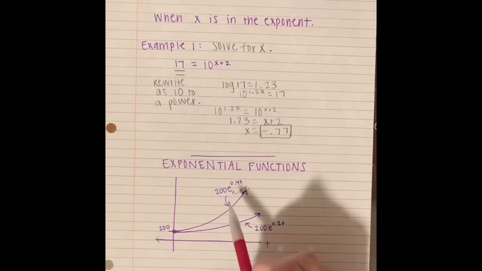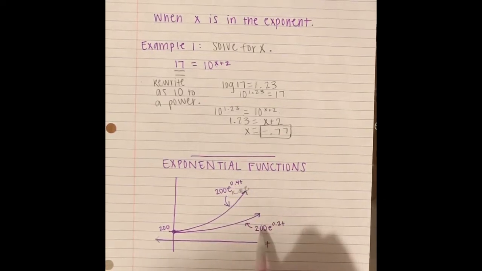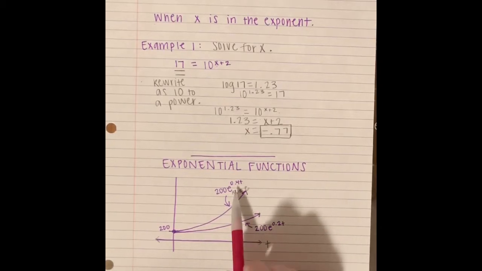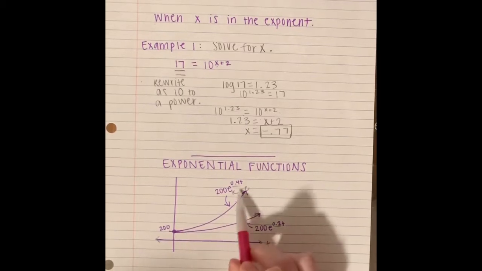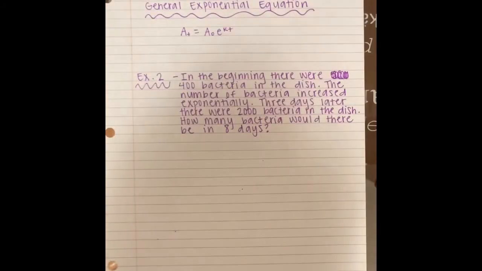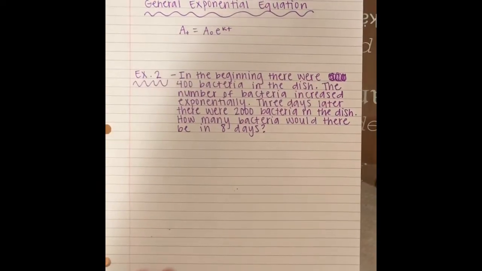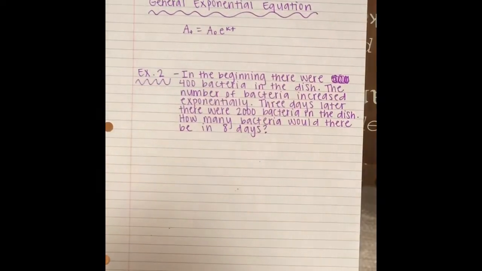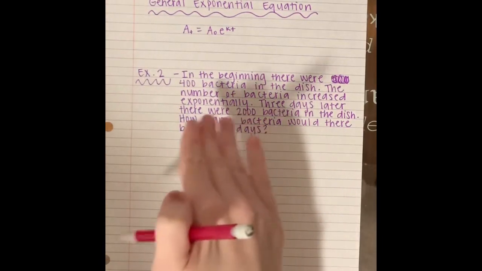So I have 200e to the 0.4t, 200e to the 0.2t. Notice how if I have a bigger number right here in front of t, it's a steeper graph. And if I have a smaller number in front of t, it's a less steep graph. With exponential functions, I have a general exponential equation where each aspect of the equation represents a certain type of number we're going to find in word problems like the one below.